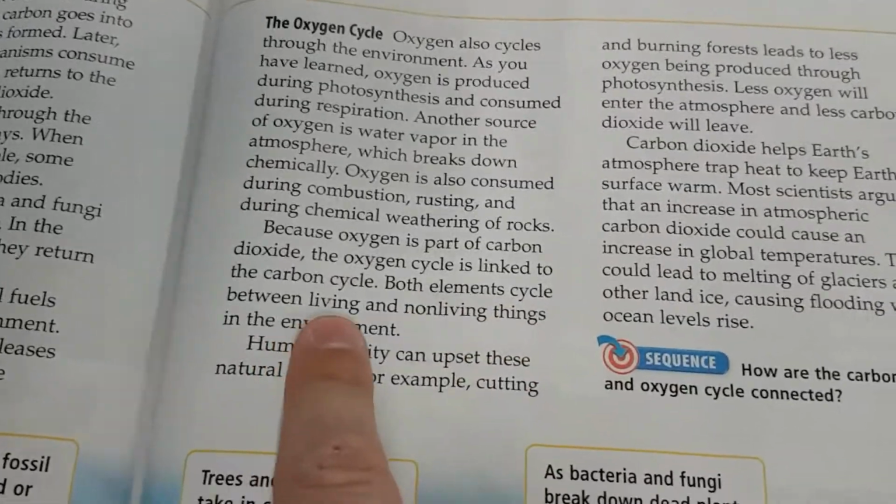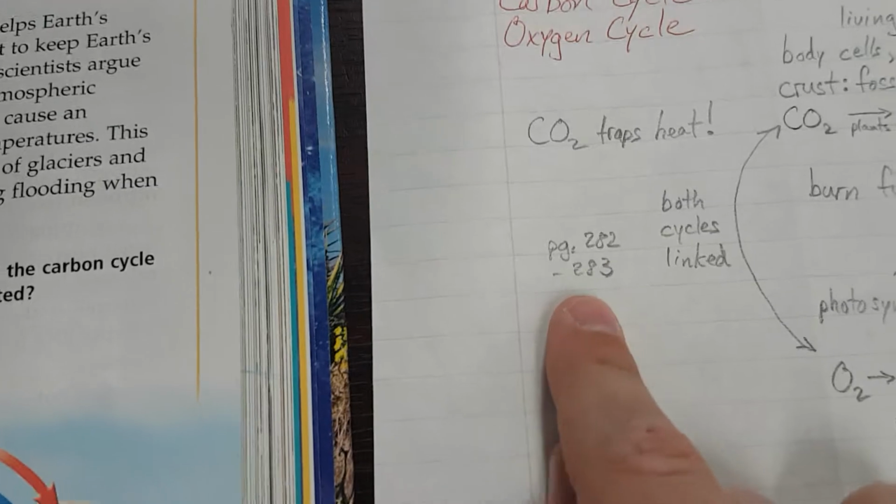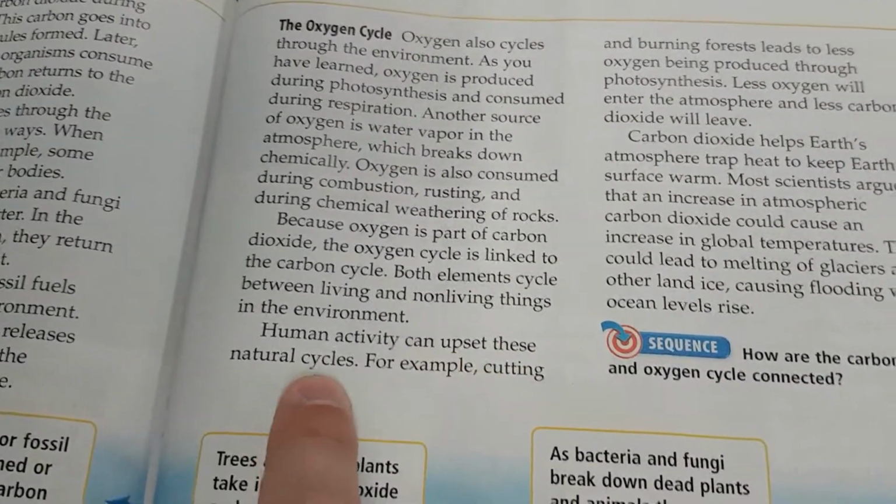Both elements cycle between living and non-living things in the environment. Okay, page 282 to 283. That's this picture, and we'll talk about the picture in a moment. Write those pages down. Human activity can upset these natural cycles.